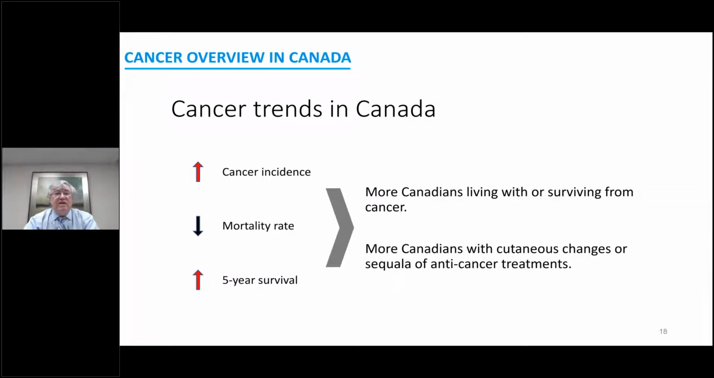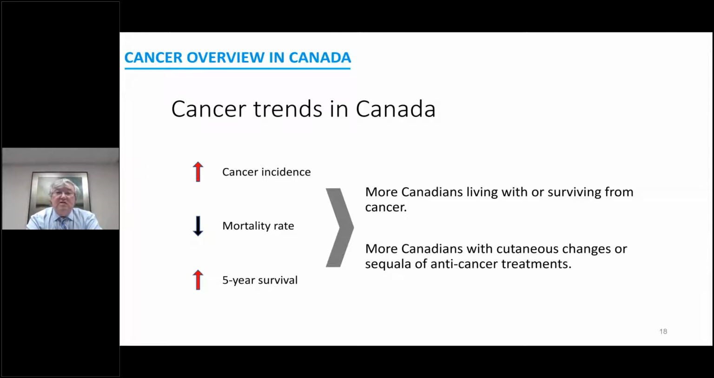So the cancer trends in Canada, we know that the incidence of cancer is increasing in the population. The mortality rate is dropping quite considerably because of better care in Canada and because of a number of the newer drugs and our ability to treat cancers in Canada. And the 5-year survival rate is increasing. What does this mean? More Canadians are living or surviving with cancer.